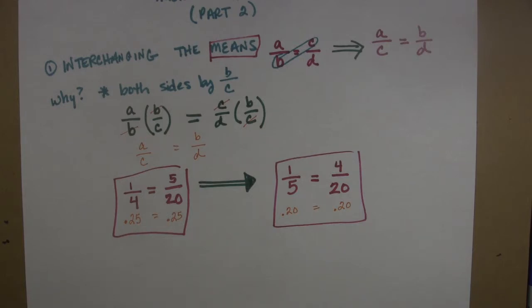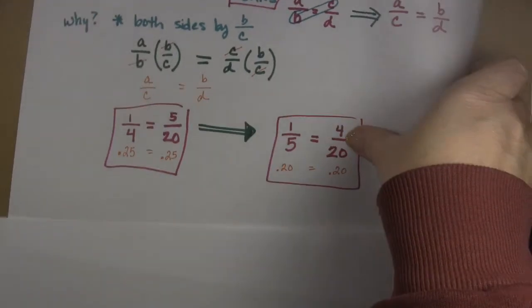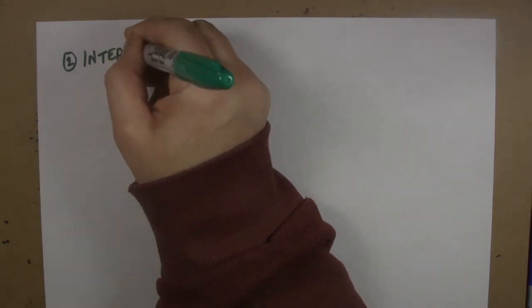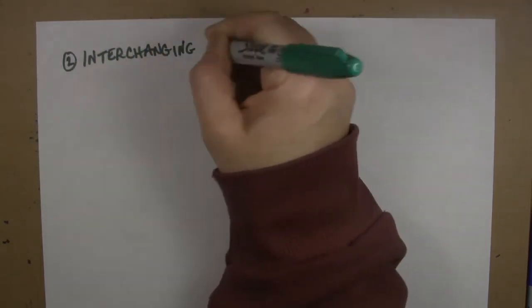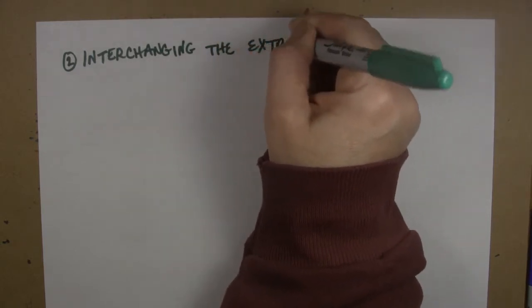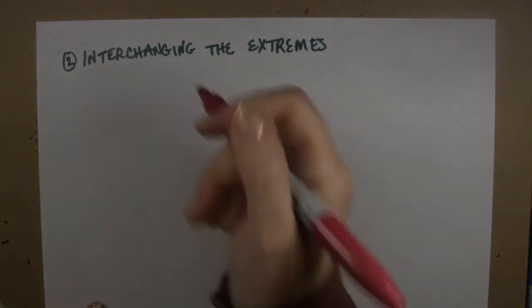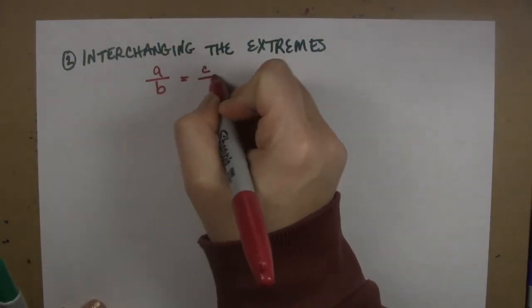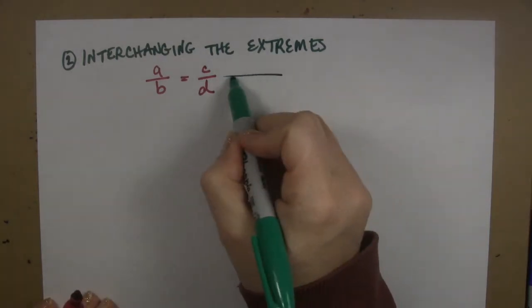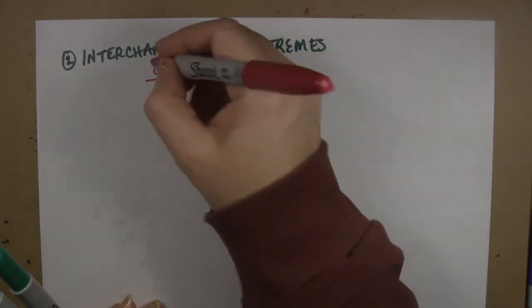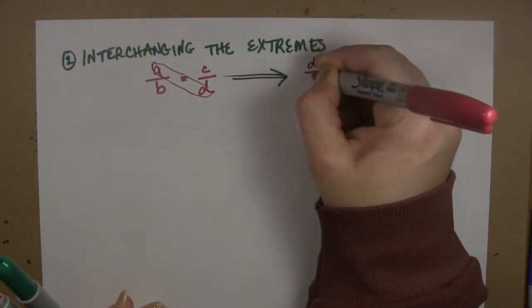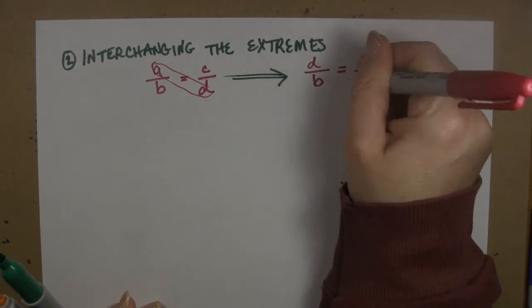Okay, so I often get a question at this point that says, well, what about the extremes? How about the other two numbers? Can I flip those? And the answer is yes. Now, Fred doesn't say this in his book, but we are just going to prove it to ourselves because it's cool. Interchanging the extremes. That means that if you have A over B equals C over D, that is allowed to become, now we're switching these two, D over B equals C over A.